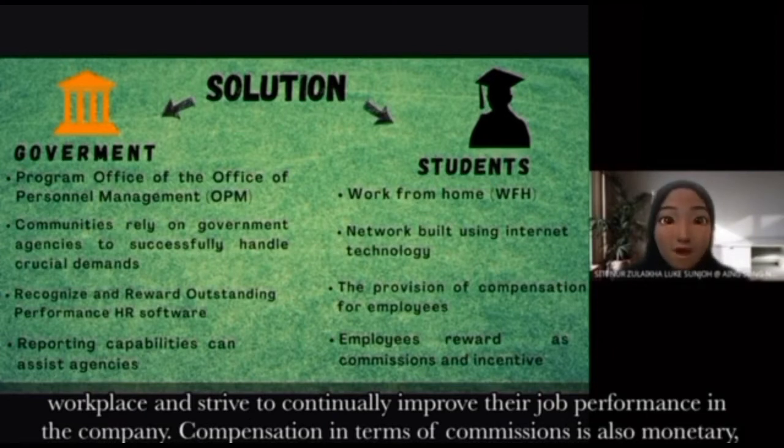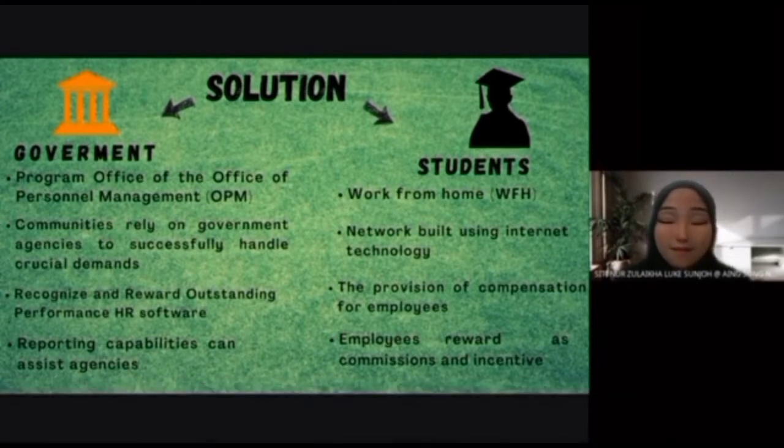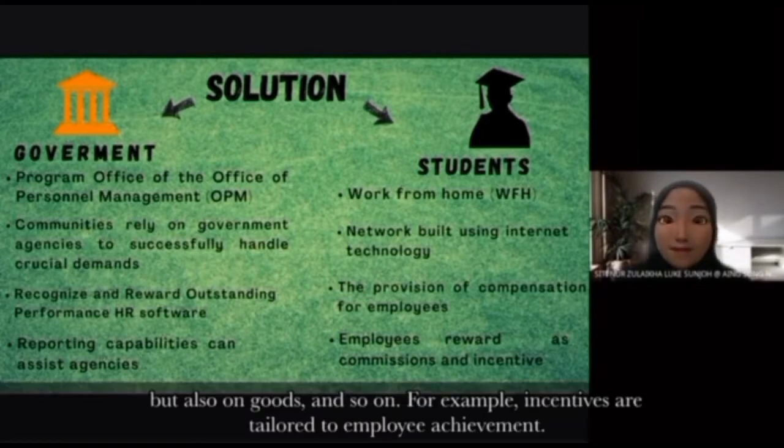Compensation in terms of commission is also monetary, similar to compensation in terms of salary and wages. But this incentive compensation is not only focused on monetary compensation alone, but also on goods and so on. For example, incentives are tailored to employee achievement.